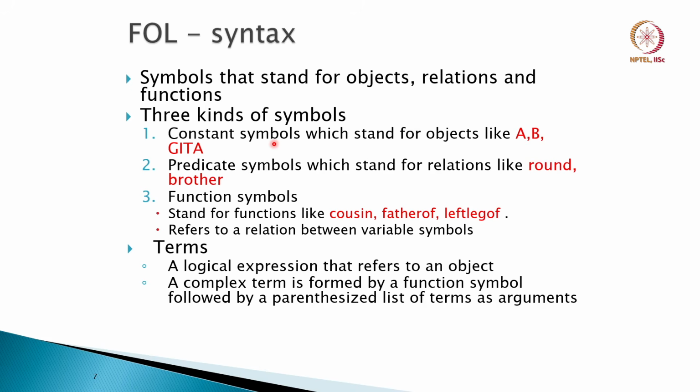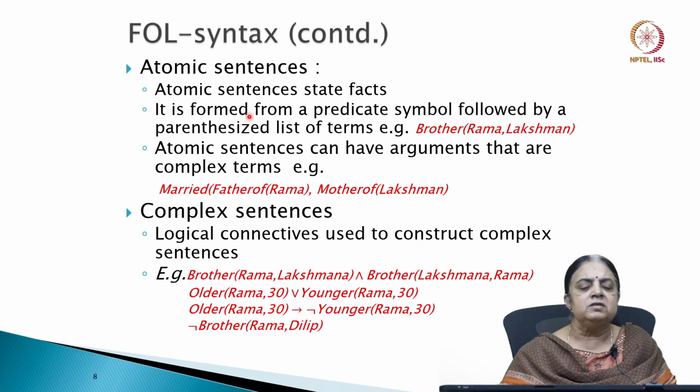And terms. So, a logical expression that refers to an object. A complex term is formed by a function symbol followed by a parenthesized list of arguments. So atomic sentences state some particular fact. It has a predicate symbol which is followed by a parenthesized list of the terms. For example, brother(Rama, Lakshman).